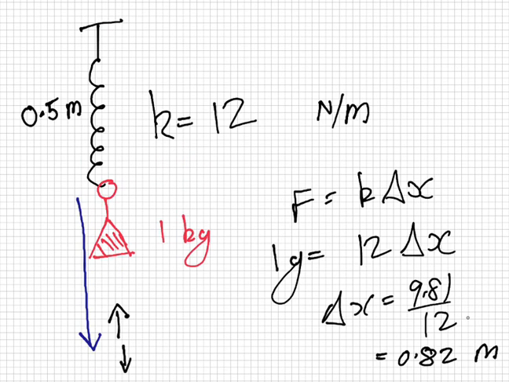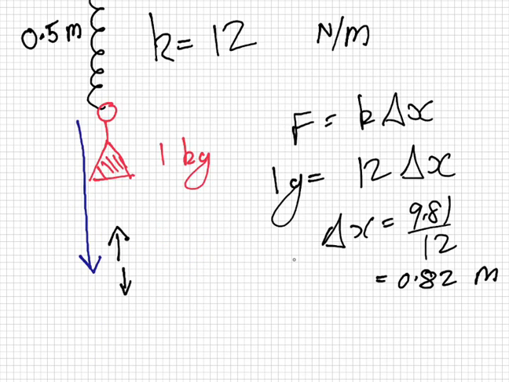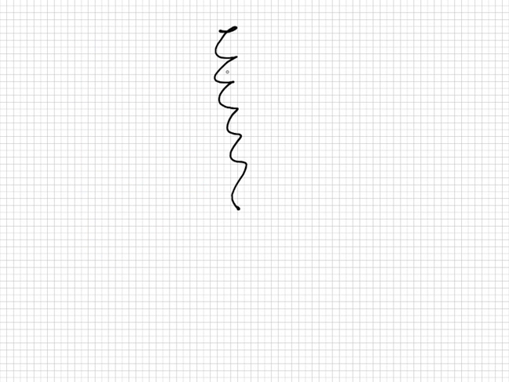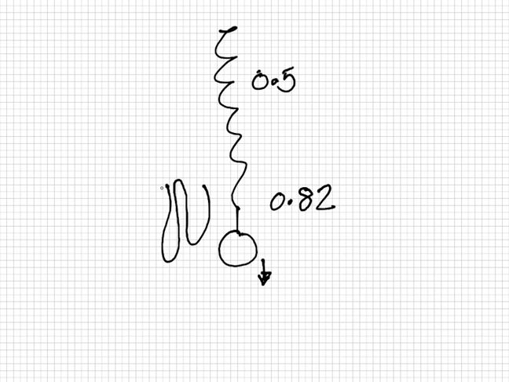In this situation, it's not moving because it's in equilibrium. But if somebody was to come along and move this a little bit, what would happen? It would start going up and down. So you put the weight on it and it drops down, and then if you were to pull it or flick it, it would start to move. That's the simple harmonic motion I'm talking about.